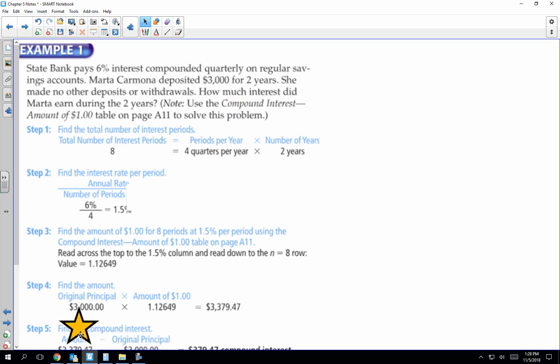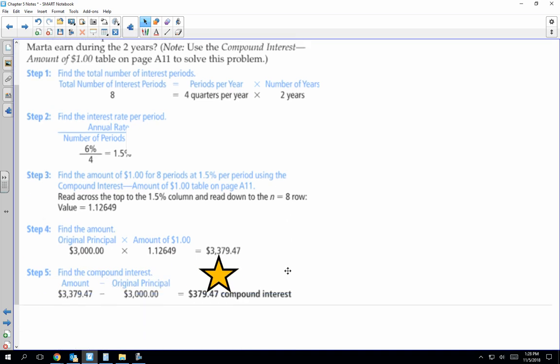So we take 3,000 times that amount we got from the table for $1, and at the end of our 8 interest periods, we get $3,379.47. So to find the compound interest, we take that amount, minus out our original $3,000, and in just 8 quarters or 2 years, we've made $379.47. Pretty awesome for doing nothing. It just sat in an account.